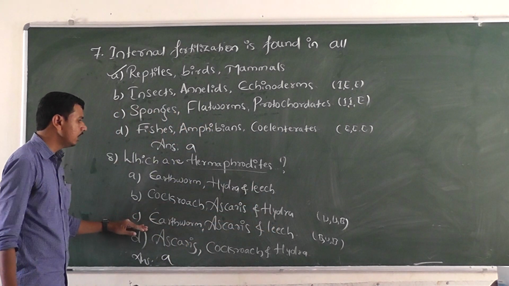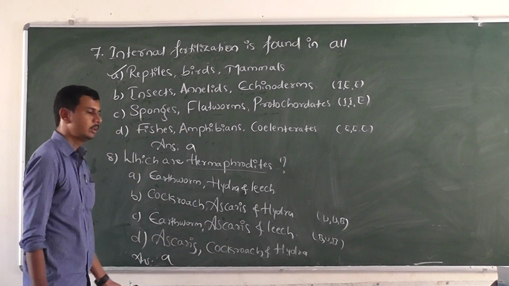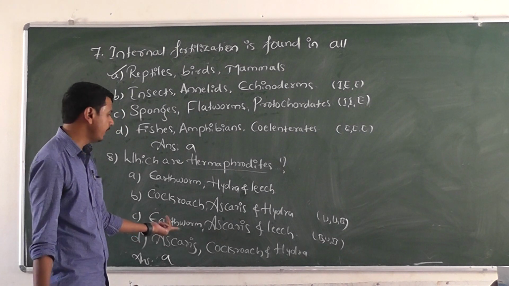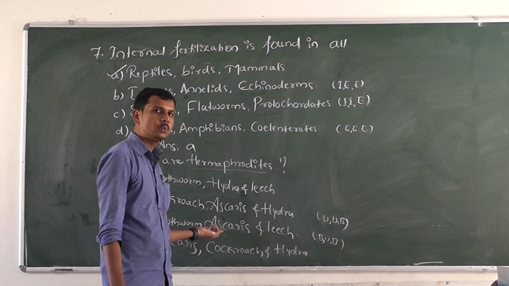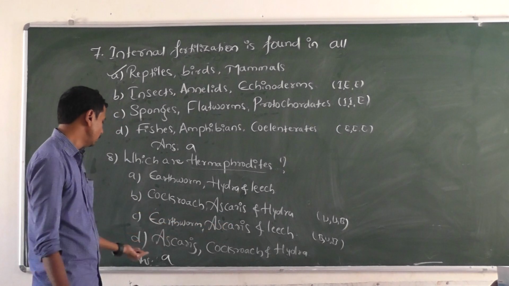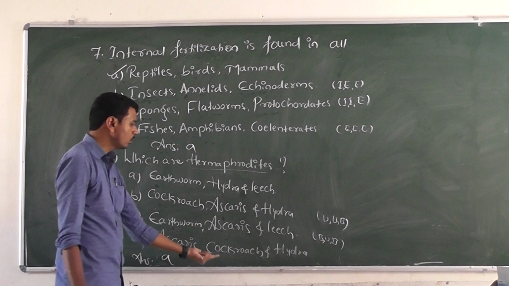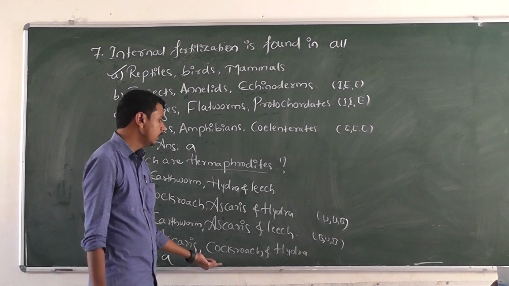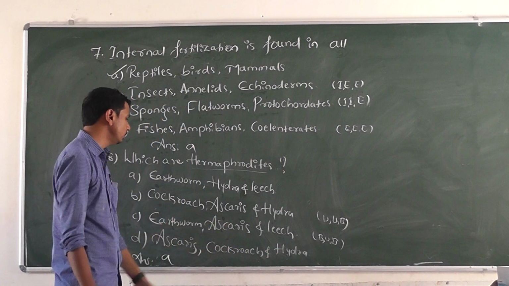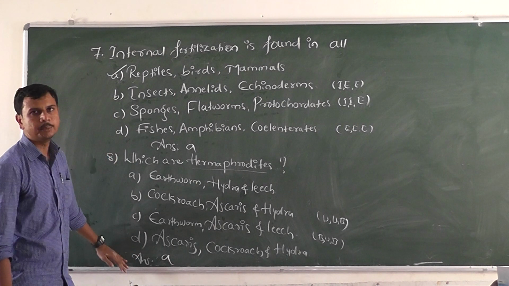In option C, earthworm is a bisexual or hermaphrodite, ascaris is unisexual, and leech is again a hermaphrodite. In option D, ascaris is unisexual, cockroach is also unisexual, and hydra is bisexual. So the right answer for question number 8 is option A.